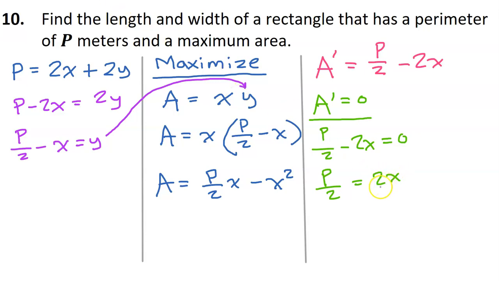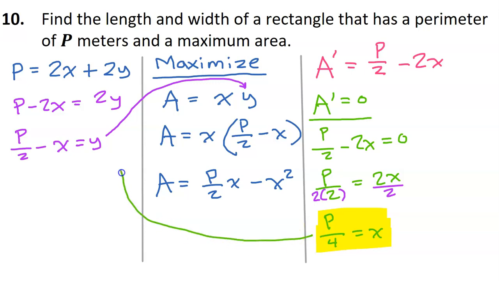Now, dividing both sides by 2, remember when you divide a fraction by a number, you simply put that number in the denominator and multiply. So we end up with p over 4 is equal to x. So that's the x value that maximizes the area.